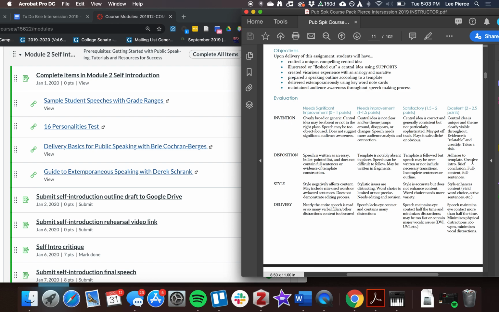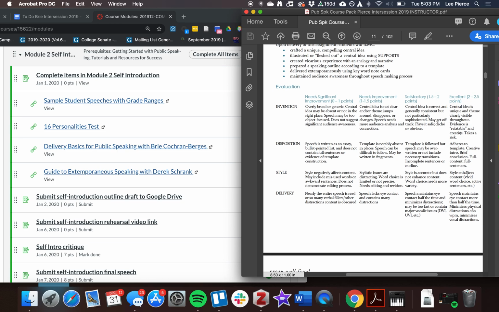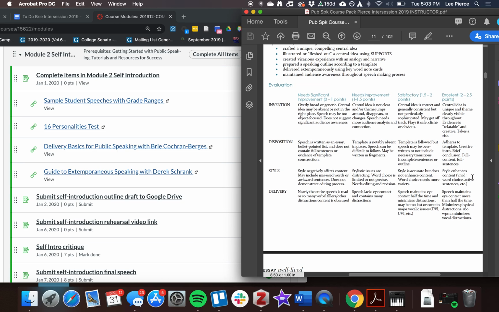Disposition or organization uses the template: creative introduction, brief conclusion, full content, full sentence outlines. Style, in this case, is going to just enhance the content, which means we want vivid language, we want active sentences, and we want to write in a way that's conducive for speaking as opposed to writing for an essay.